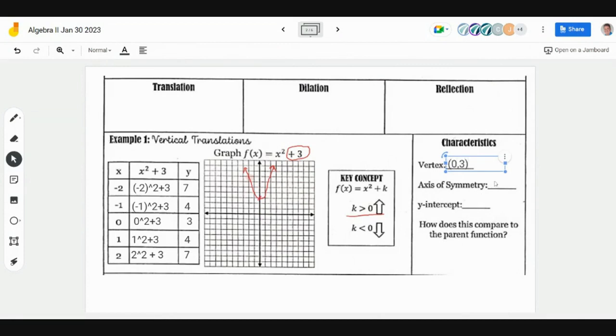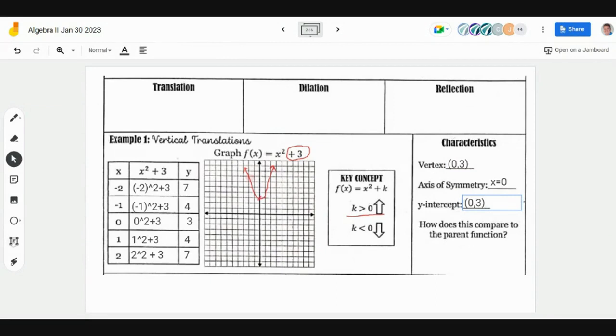Vertex here is 0, 3. Axis of symmetry. That would be x equals 0 because it's the h, right? And the h is still 0. The K changed, but the H is still 0. And then the y-intercept. In this case, the y-intercept is the same as the vertex, because it crosses through the y-axis at the vertex.